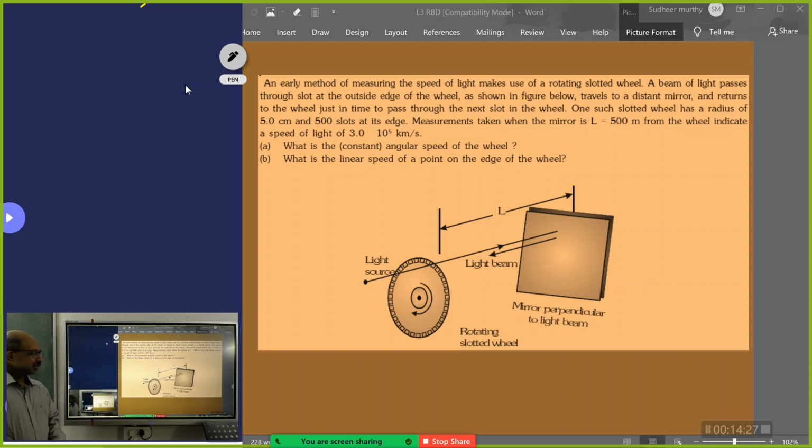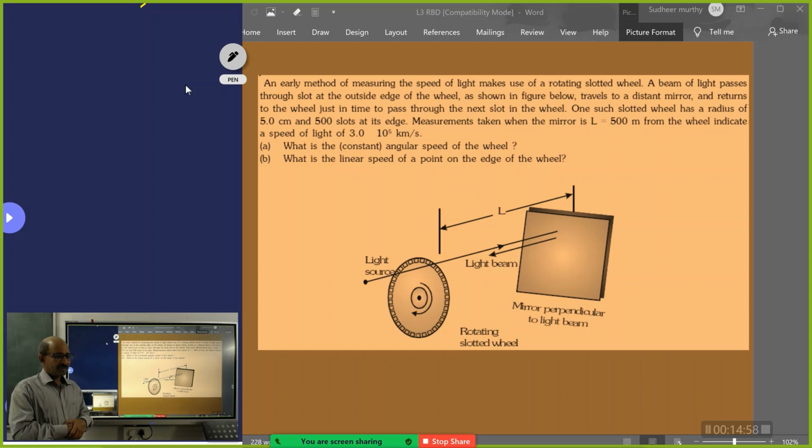So, when the light beam is emitted from the light source, it passes through one of the slots on the wheel. It gets reflected, and by the time it passes through the next, after reflection, it passes through the next immediate adjacent slot. Yes, next immediate adjacent slot. Fine. Good. Point number 1 is noted. Next, how will you proceed to find out the velocity of light?